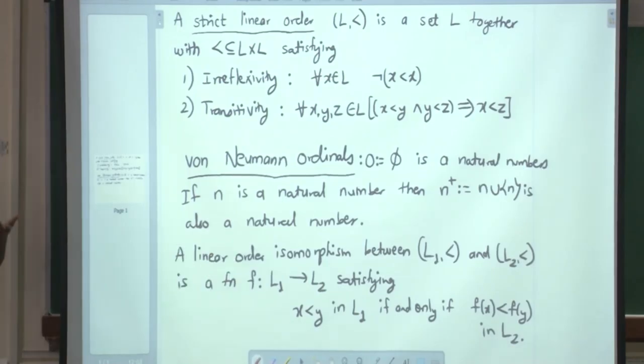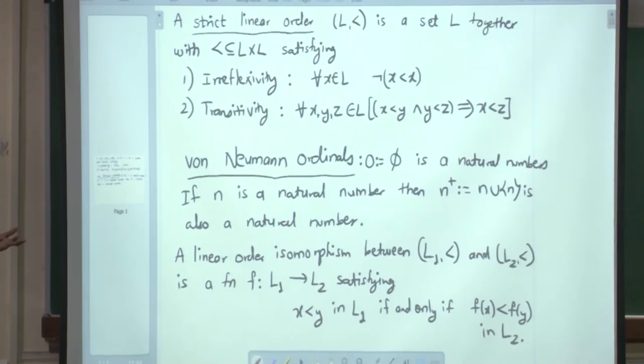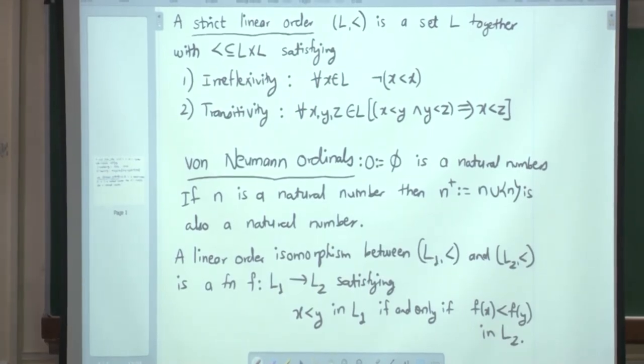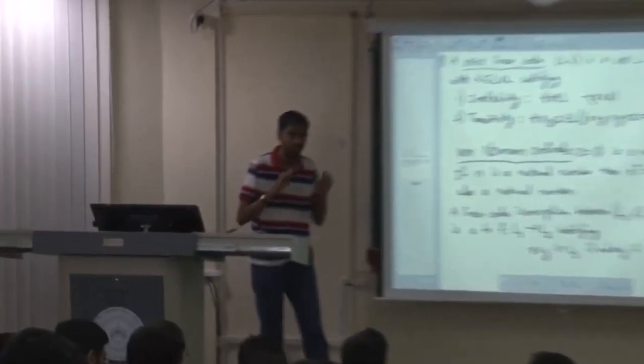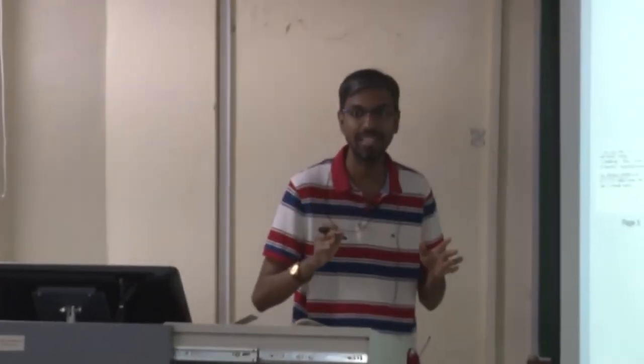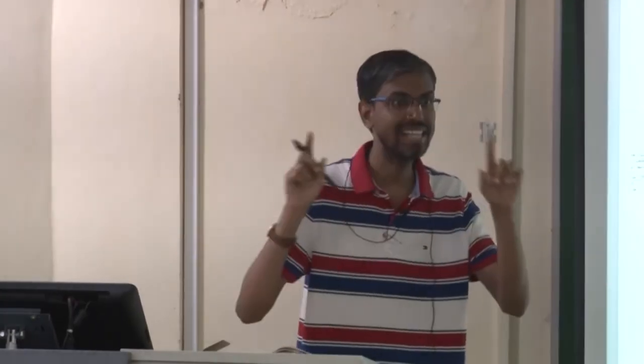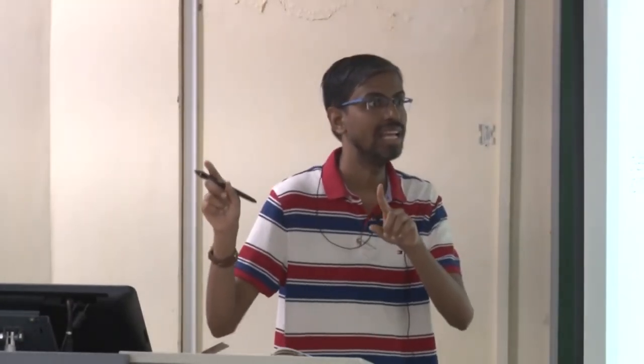This is like a homomorphism property. It's a monotone map, a strict monotone map. It preserves, but it also reflects. It not only preserves, but it also reflects. As in, whenever x and y are two elements in L1 and fx is less than fy, then x has to be less than y. So it preserves and reflects the strict order relation.